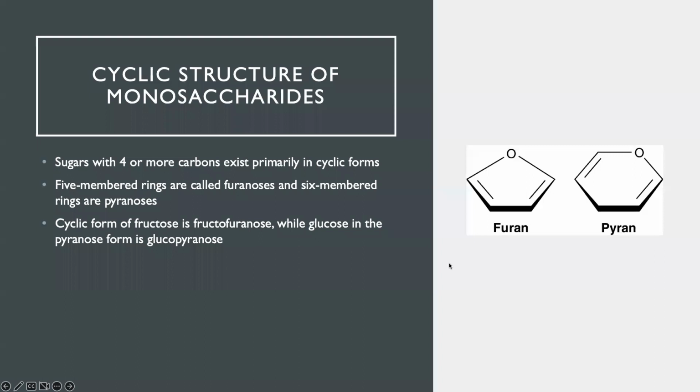You can also have a cyclical structure of sugars. Sugars with 4 or more carbons are actually going to exist primarily in a cyclic form. You can have 5-membered rings, which are going to be called furans or furanoses, and a 6-membered ring, which is going to be a pyran or a pyranose. For example, the cyclical form of fructose is going to be fructofuranose, while glucose is a pyranose, and it's going to be glucopyranose.